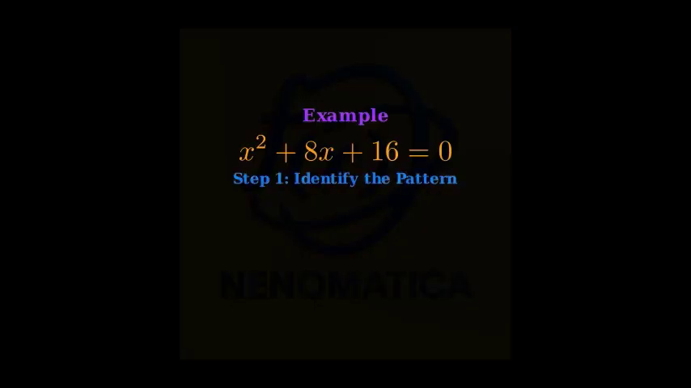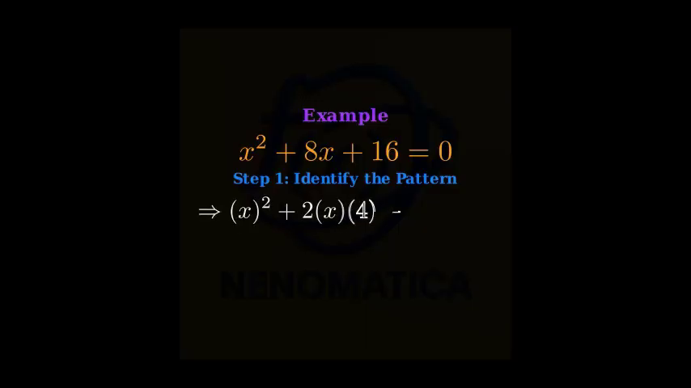Today we'll learn how to solve a quadratic equation by recognizing a perfect square trinomial pattern. Let's look at our example. We want to solve the quadratic equation x squared plus 8x plus 16 equals 0. Step 1. We'll rewrite our equation to see if we can identify a pattern. Let's rearrange to see if this might be a perfect square trinomial.